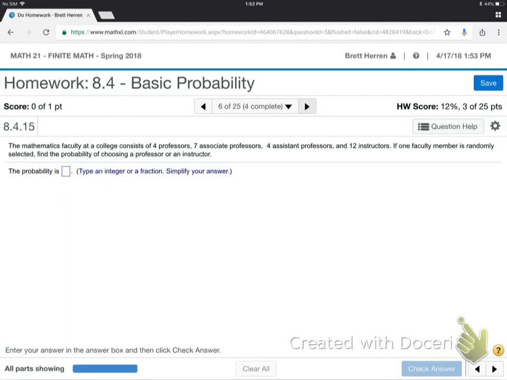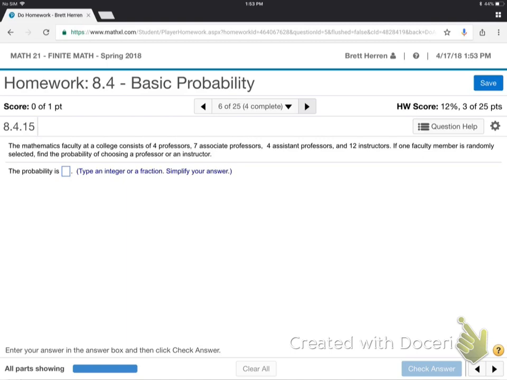All right. The mathematics faculty at a college consists of 4 professors, 7 associate, 4 assistant, and 12 instructors. One faculty member is randomly selected. Find the probability of choosing a professor or an instructor. Give that a try. I don't think you need to make a tree here. Why? How do I know? It's not one decision that leads to another. They're not connected in any way.